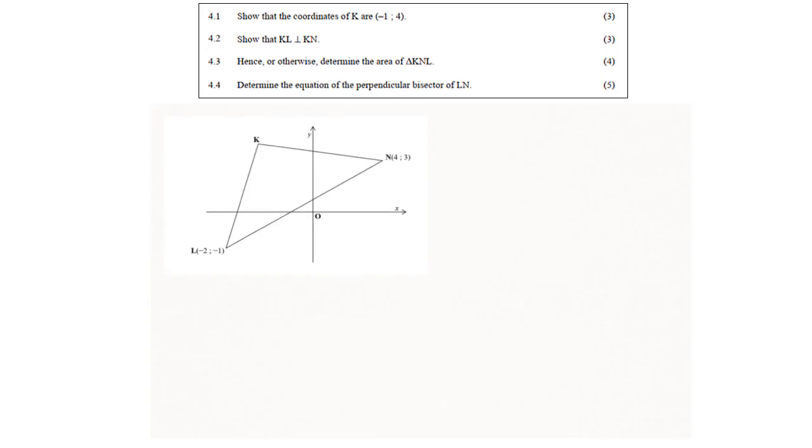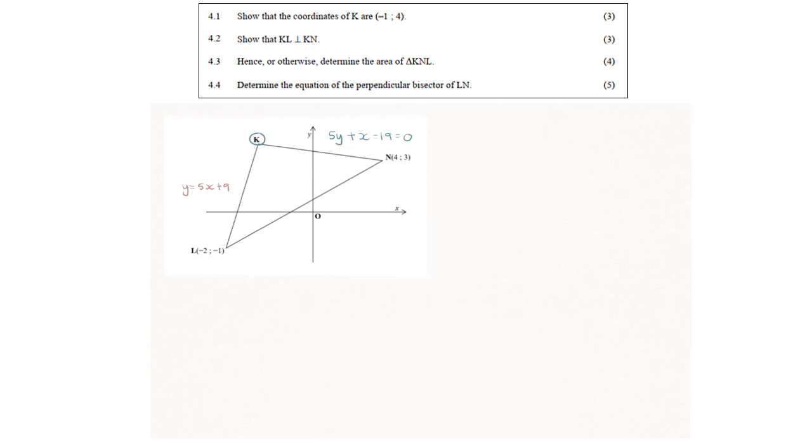In the question, they told us that KL has the equation y equals 5x plus 9, and the equation of KN is 5y plus x minus 19 equals 0. And in the first question, we have to show that the coordinates of K are negative 1 and 4.